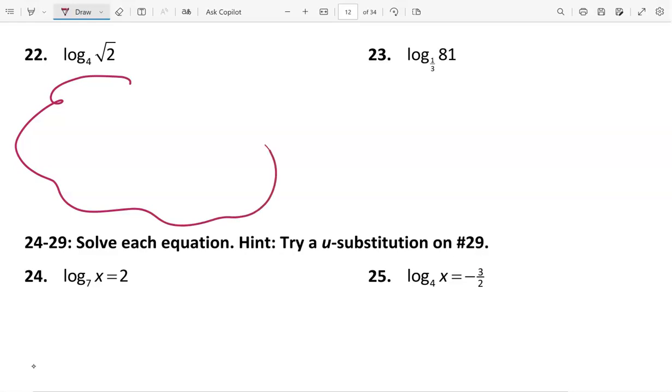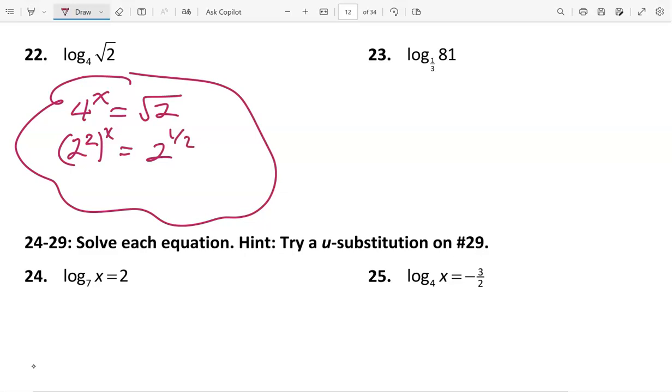In 22, the thought process is base 4 raised to an unknown exponent is equal to the square root of 2. Base 4 can be re-expressed as 2 squared, and the square root of 2 is 2 to the 1/2. So now if we equate the exponents, we're going to have 2x is equal to 1/2, and if we divide both sides by 2, we're going to get 1/4.